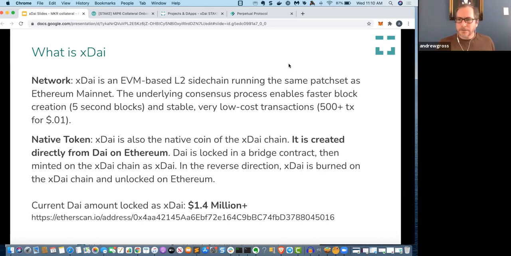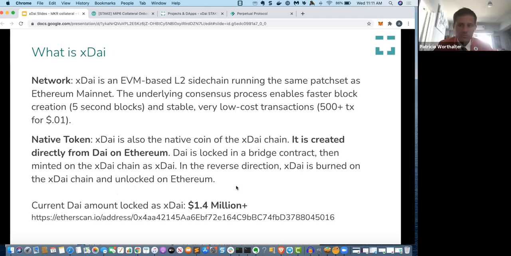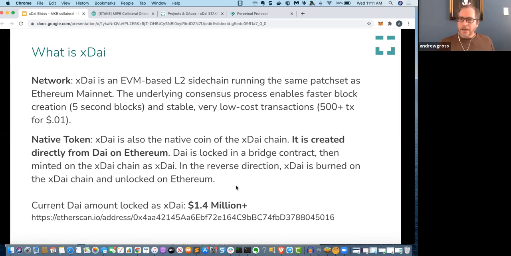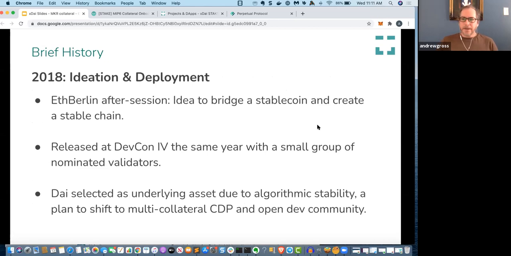Okay, yeah, thank you. So to just extrapolate on that, when you're using xDAI, you're using DAI in the same amount. So right now, the DAI locked on xDAI is 1.4 million DAI, and that fluctuates based on usage. It's been up and down. So a little bit on our history.